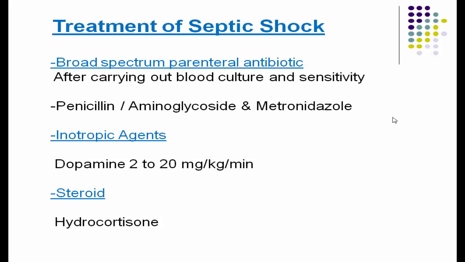Treatment of septic shock. Broad spectrum parenteral antibiotic. After carrying out blood culture and sensitivity, penicillin or aminoglycoside and metronidazole should be given. Inotropic agent such as dopamine 2 to 20 mcg per kg per minute and steroid such as hydrocortisone.